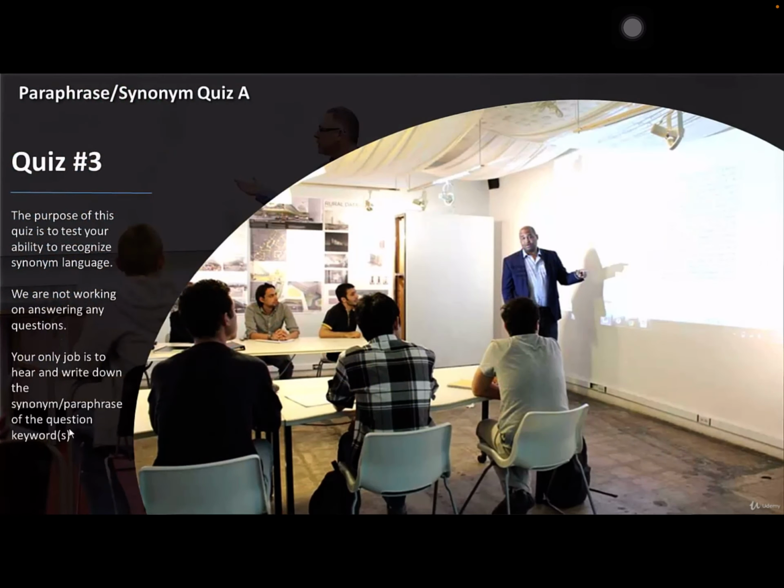All right, quiz 3. The purpose is to test your ability to recognize synonym language and paraphrasing. We're not working on answering any questions. Your only job is to hear and write down the synonym or paraphrase of the question keywords. Now, as I've said, it's okay to stop the lecture, press the space bar on your computer if you want to, and write down the synonym or paraphrase that you hear. All right, let's get started.